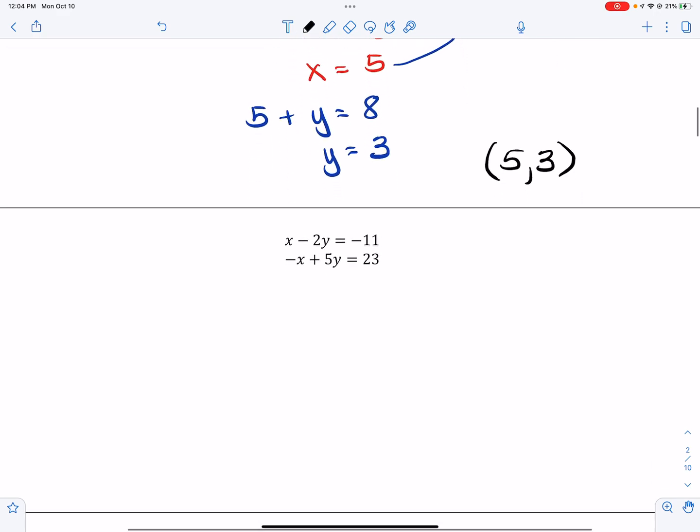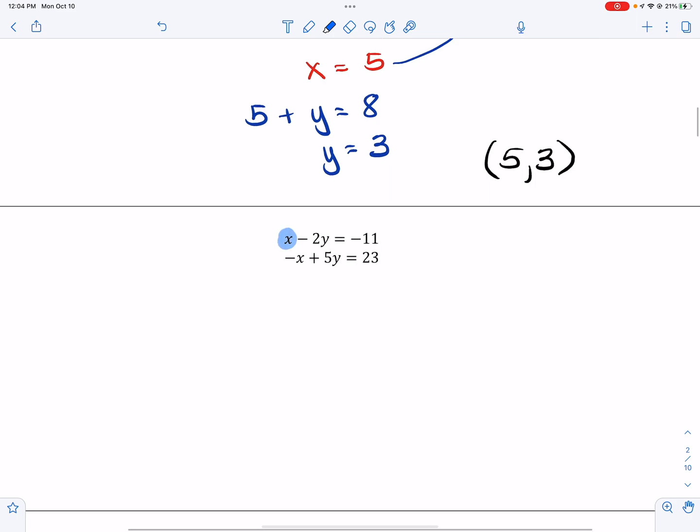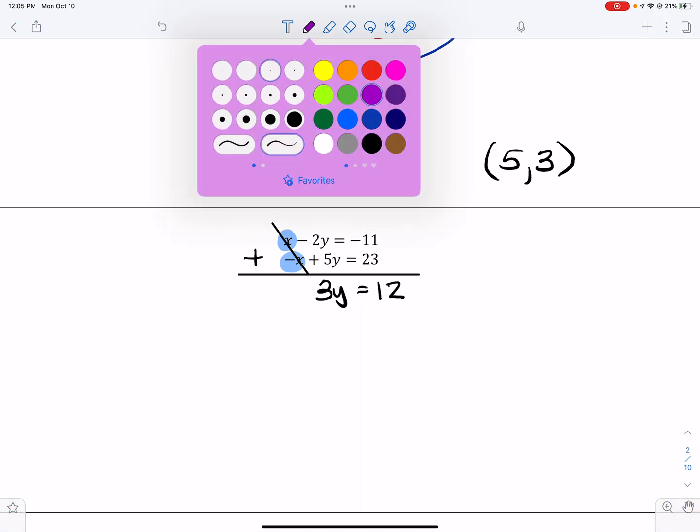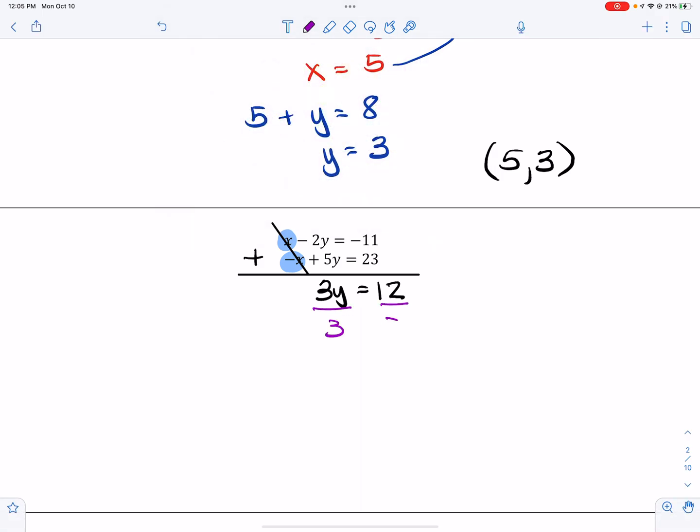Okay? So this one is also set up ideally for elimination. And if you look, we have a positive x and a negative x. So we are going to draw our line and add these two equations. These x's eliminate each other. Negative 2y and positive 5y makes 3y. And negative 11 plus 23 makes positive 12. And then I solve by dividing through by 3. And so y comes out to be 4.